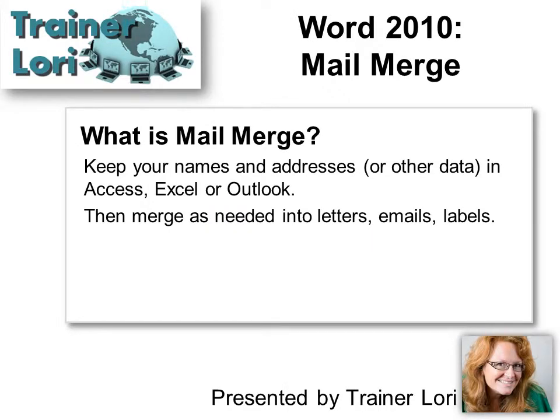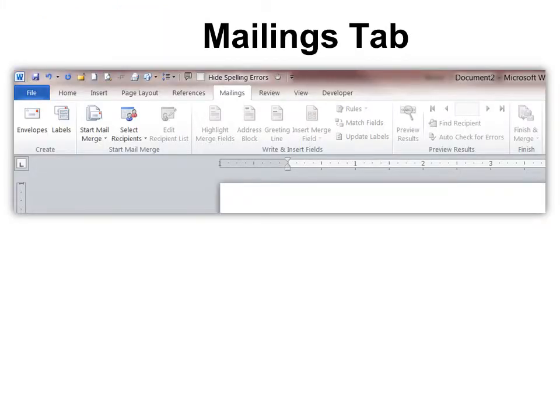What is Mail Merge? Well, you can keep your names and addresses or other kinds of data in Access or Excel or Outlook. In other words, have a database and then merge it with the letters or emails. You can find it all on your Mailings tab. And if it's grayed out, don't worry. We'll show you how to make all those tools appear.